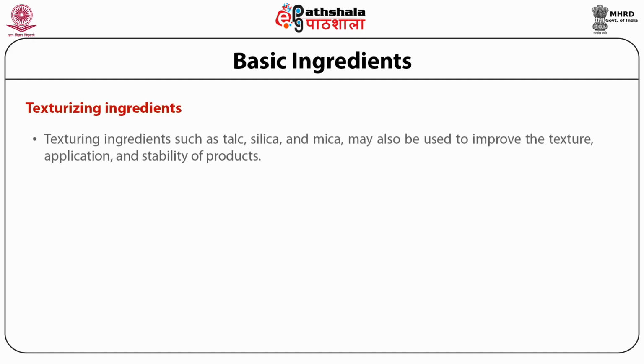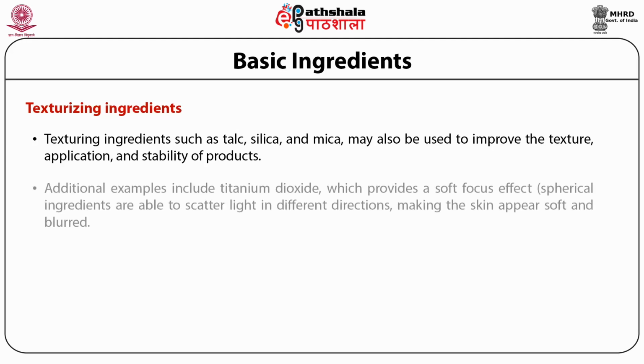Texturizing agents. Texturizing agents such as talc, silica, and mica may also be used to improve the texture, application, and stability of the product. Additional examples include titanium dioxide, which provides a soft focus effect, that is, spherical ingredients are able to scatter light in different directions, making the skin appear soft and blurred, which is referred to as a soft focus effect. And another one is bismuth oxychloride, which gives a satin shimmering effect to the products.